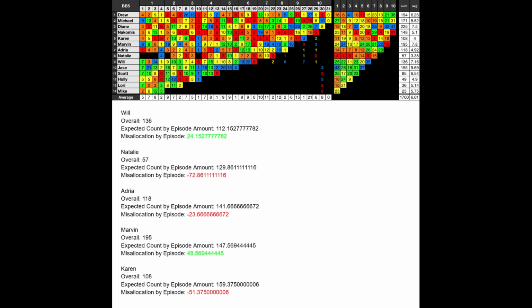Okay, so Will has an overall diary room count of 136, and his expected count by episode amount is 112, causing him to have a misallocation of over 24, pertaining to the amount of confessionals that he got that were over the amount. Natalie has an overall diary room count of 57, and her expected count by the amount of episodes she lasted in is 129, causing her misallocation to be negative 72, which is obviously huge.